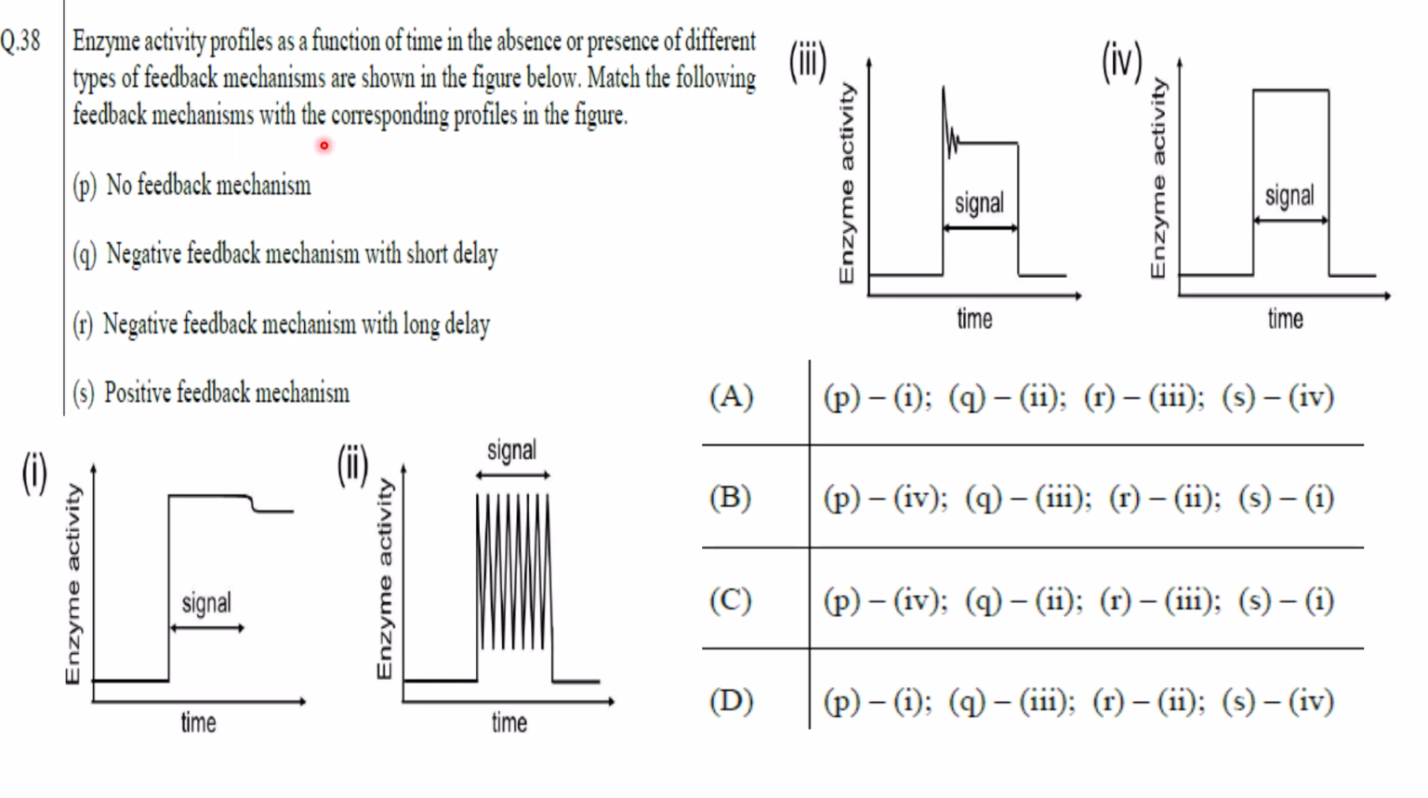Match the following feedback mechanisms with the corresponding profiles in the figure. So if you see P, no feedback mechanism, that is when you provide signal, activity is there. When signal is not there, activity is not there. So it is no feedback mechanism. So P is 4.